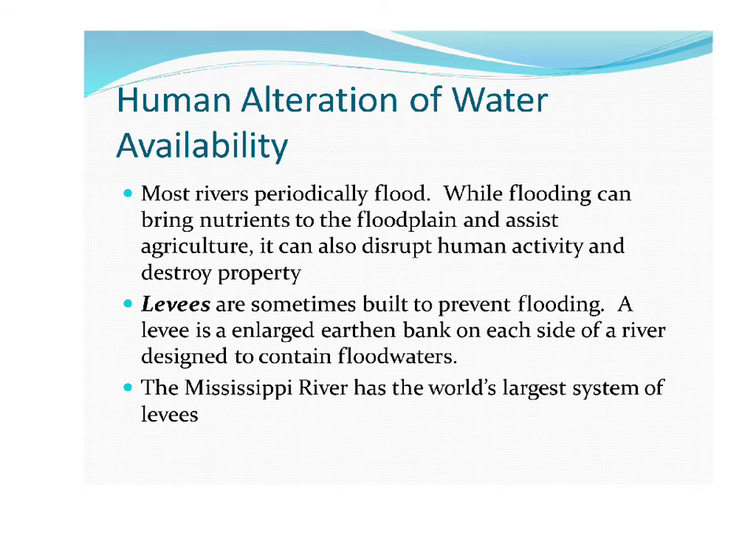Human alteration of water availability. Most rivers are subject to periodic floods. That's kind of what rivers do. While flooding can actually bring nutrients to a floodplain and assist with agriculture, it can also disrupt human activity. It can kill people and it can destroy property. So we do a lot of things to try to mitigate or prevent flooding. One of those things is we build levees. A levee is an enlarged earthen bank on each side of a river, and it's designed to contain floodwaters.